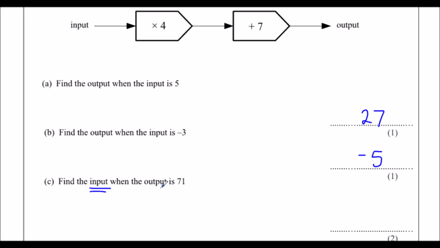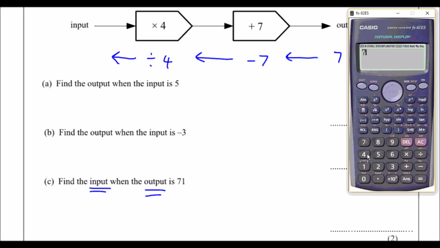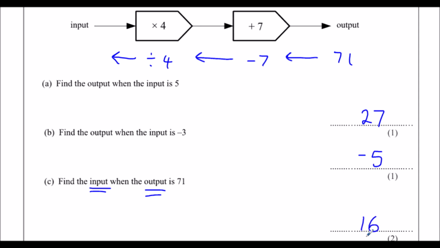And part C, find the input when the output is 71. So we're going backwards. So what's the opposite of this function machine? We're starting with the output, which is 71. Instead of adding 7, we're going to do the opposite, which is take away 7. And instead of timesing by 4, we're going to do the opposite, which is dividing by 4. So we're going to do 71, take away 7, and divide by 4, and that should get us back to the start. So we've got 71, we take away 7, which gives us 64, and then divide by 4, which is 16. And then if we go forwards, 16 times 4 is 64, plus 7 is 71. So we know we've done it correctly.